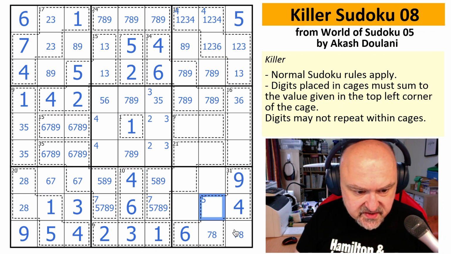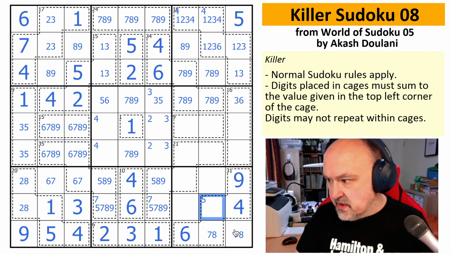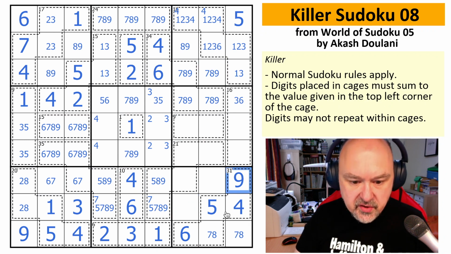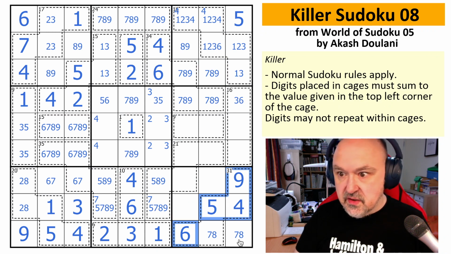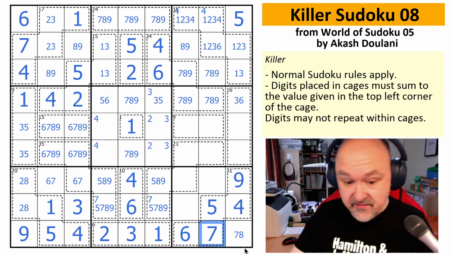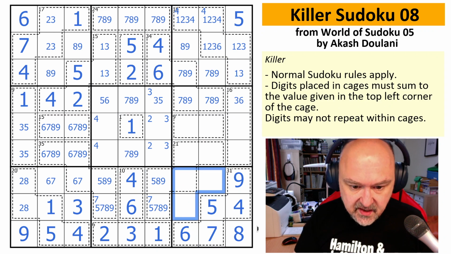I think that forces that to be a 5. Yes, because in the 31 cage, there must be a 5. That's the only place for it. 9 plus 6 is 15, plus 5 is 20, plus 4 is 24. In order to get to 31 from 24, that has to be a 7. That becomes an 8. These are 1, 2, and 3.